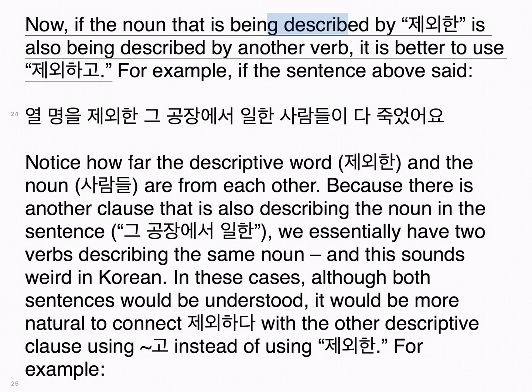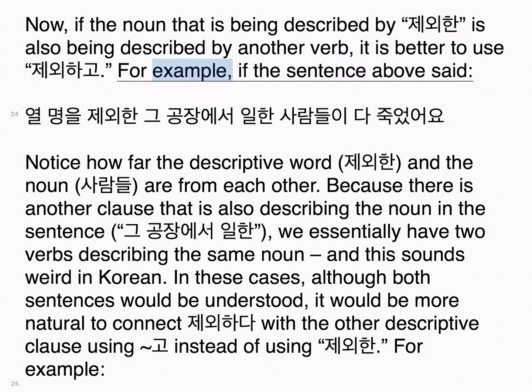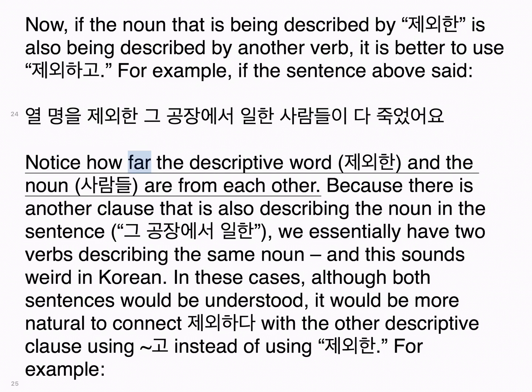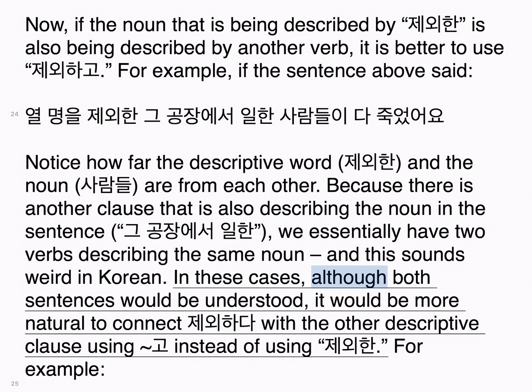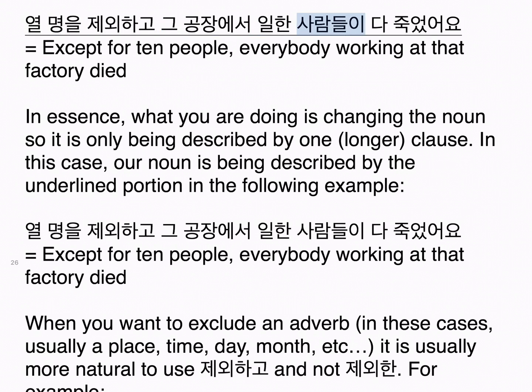Now, if the noun being described by 제외한 is also being described by another verb, it is better to use 제외하고. For example, if the sentence above said, 10명을 제외한 그 공장에서 일한 사람들이 다 죽었어요, notice how far the descriptive word 제외한 and the noun 사람들 are from each other, because there is another clause that is also describing the noun in the sentence. 그 공장에서 일한. We essentially have two verbs describing the same noun, and this sounds weird in Korean. In these cases, although both sentences would be understood, it would be more natural to connect 제외하다 with the other descriptive clause using 고, instead of using 제외한. For example, 10명을 제외하고 그 공장에서 일한 사람들이 다 죽었어요. Except for 10 people, everybody working at that factory died.